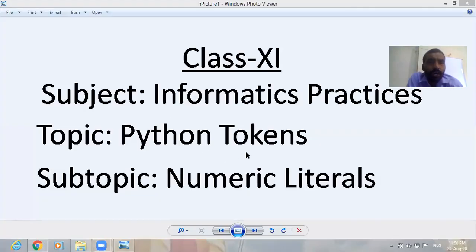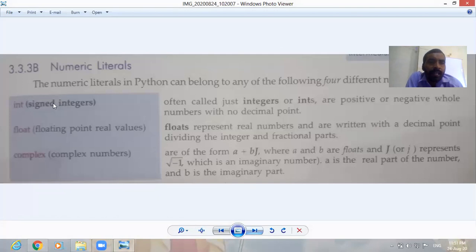Today we are going to talk about numeric literals. In the last session, I had told you about string literals. But today we have the topic numeric literals, that is, you can say numeric constants. So what are numeric literals? Let us talk about that. Numeric literals, you can say numbers, number constants.